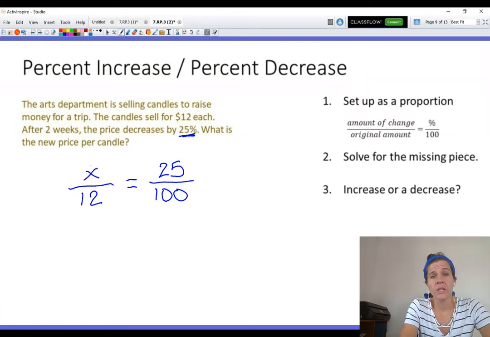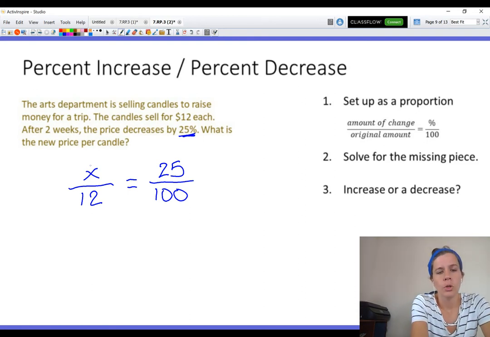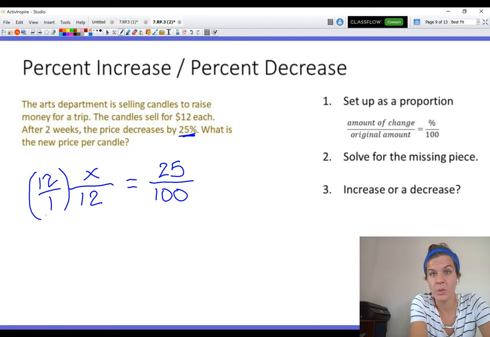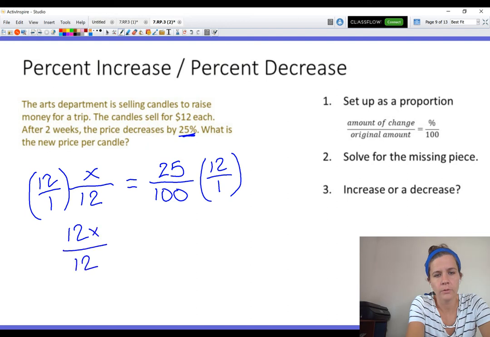Okay, so again, we want to isolate the variable. We want to get it by itself. So we can look here and say x is being divided by 12, so I can multiply it by 12 to get it to be 1x. But whatever I do to one side, I've got to do the same thing to the other side. So I'm left with 12x over 12 equals 25 times 12, which is 300, over 100.